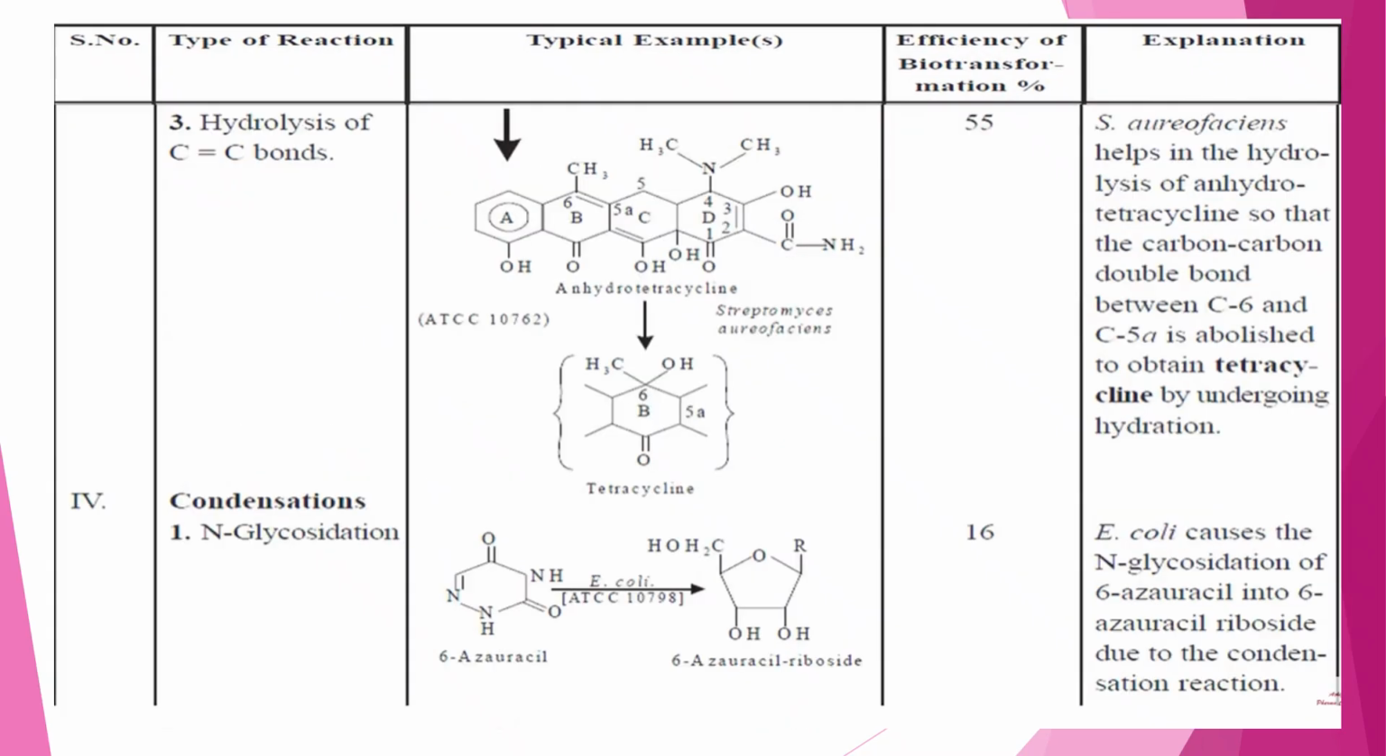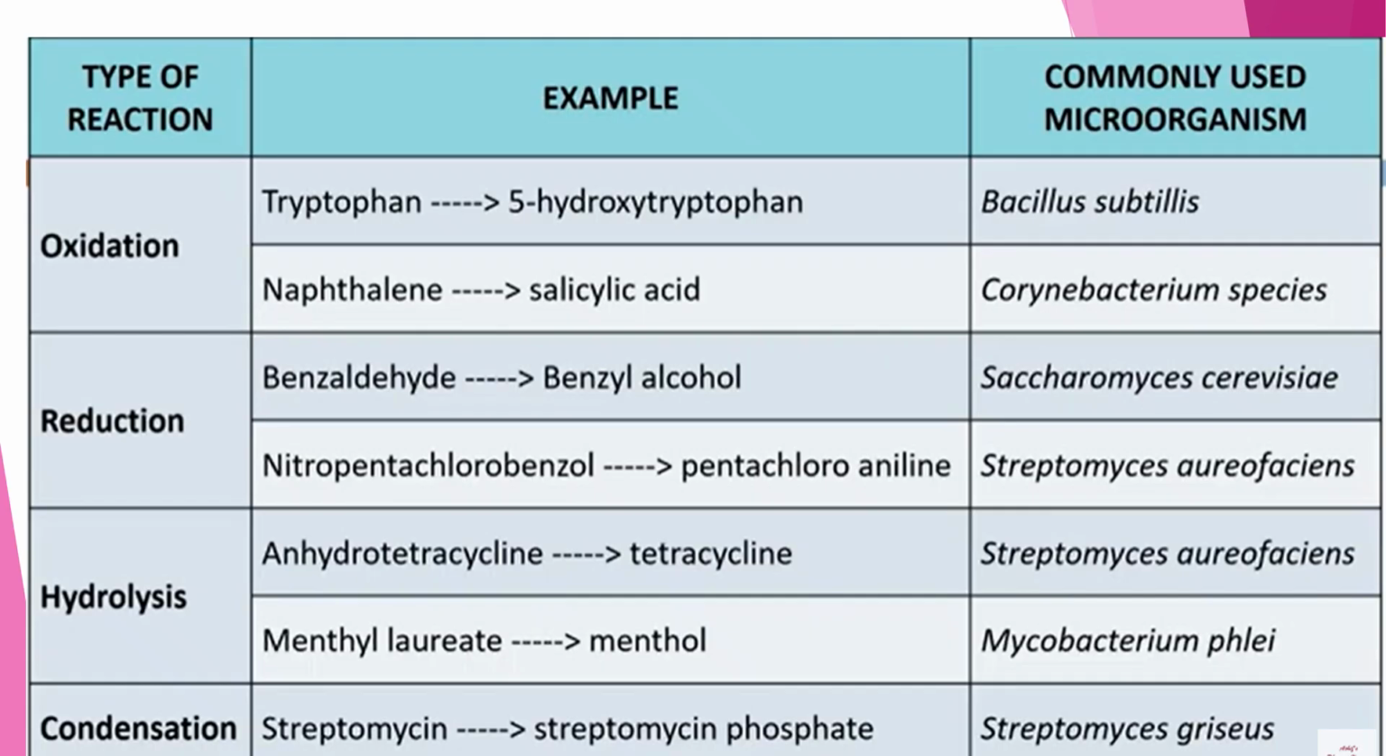Just see these reactions only. Study these reactions and study the organisms. So in a nutshell, we can say that a lot of reactions can take place in biotransformation reactions. In case of oxidation, tryptophan can be converted into hydroxytryptophan by using Bacillus subtilis. Naphthalene can be converted into salicylic acid by Corynebacterium species. In case of reduction reaction, benzaldehyde to benzyl alcohol by Saccharomyces cerevisiae.